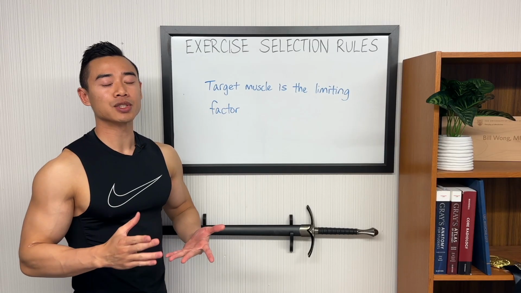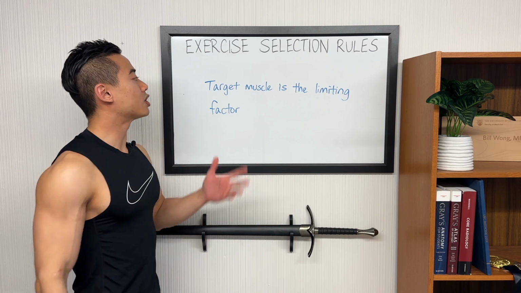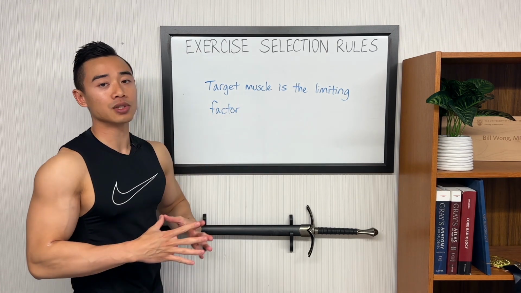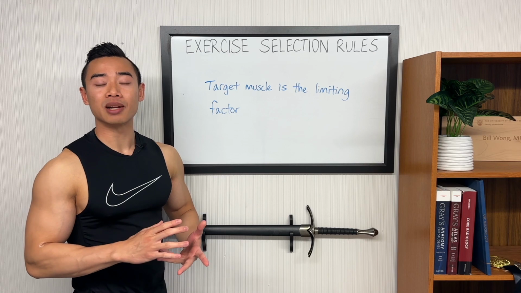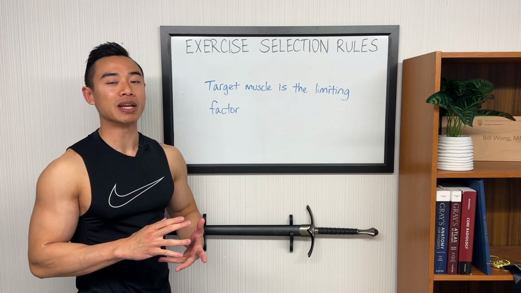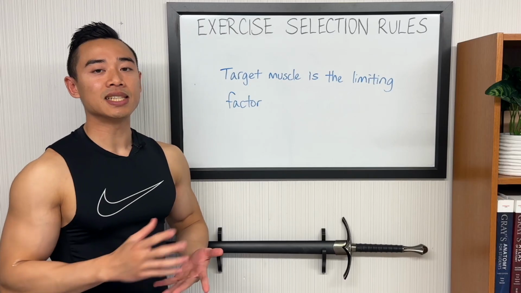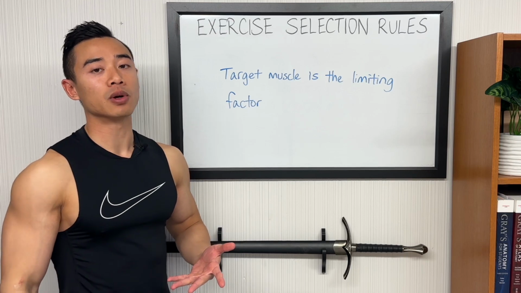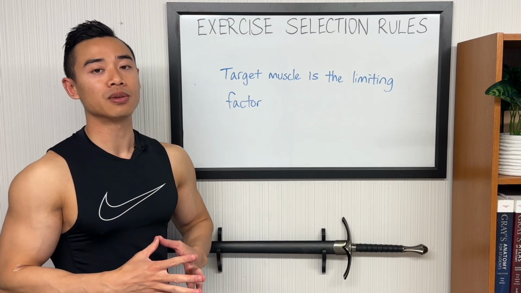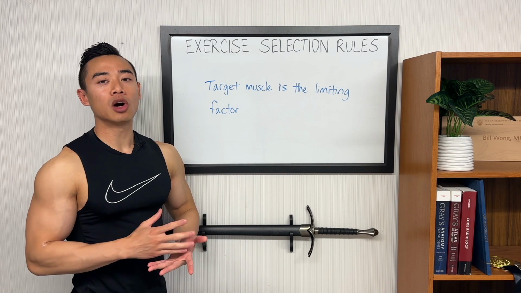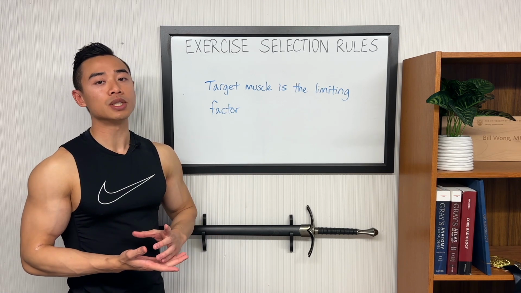First rule when it comes to exercise selection for hypertrophy is that the target muscle should be the limiting factor of the exercise. That means that the target muscle getting tired should be the thing that makes you stop the set. This is very easy to see in isolation movements like bicep curls, where obviously your biceps are what's going to fail first. But when you start getting to more complex compound movements, it isn't always so easy.